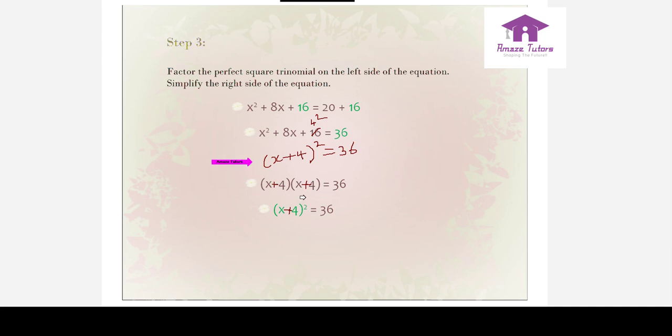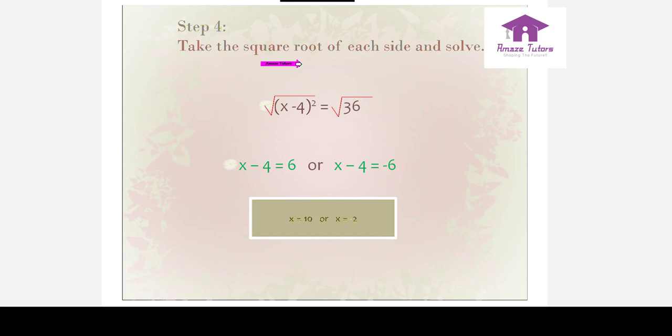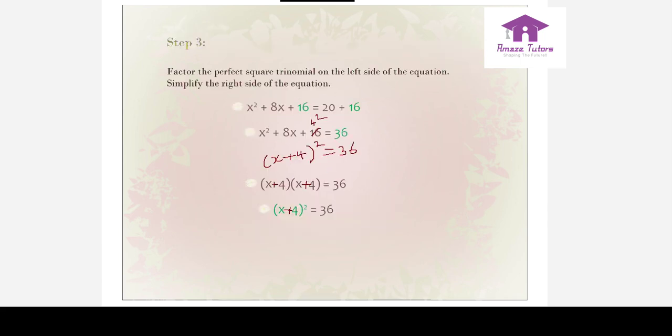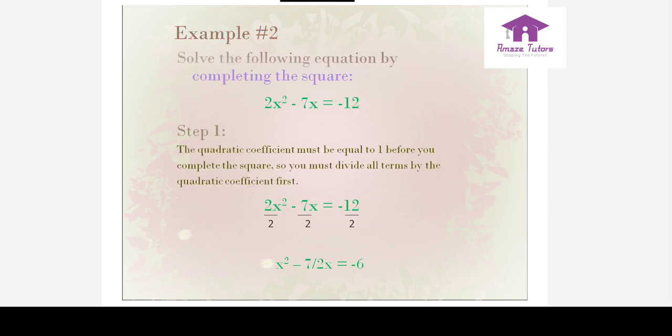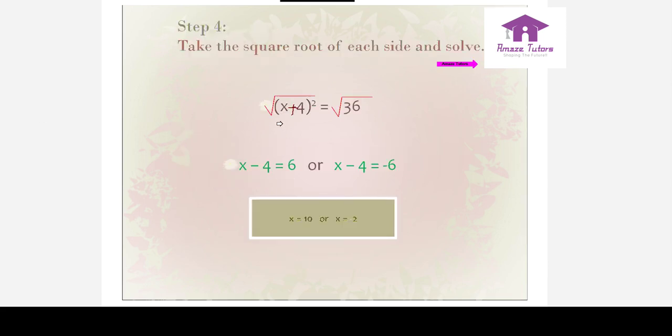Now x plus 4 times x plus 4 equal to 36 or x plus 4 the whole square equal to 36. Now I want to get rid of the square because I just want the x. That is the reason in the next step, step 4, take the square root of each side and solve. So the previous step was x plus 4 the whole square. I am changing 4 everywhere because the question is plus 8x. If the question is minus 8x, minus 4 is correct. Now, square rooting both sides will give you square root and square gets cancelled. We end up with only x plus 4.